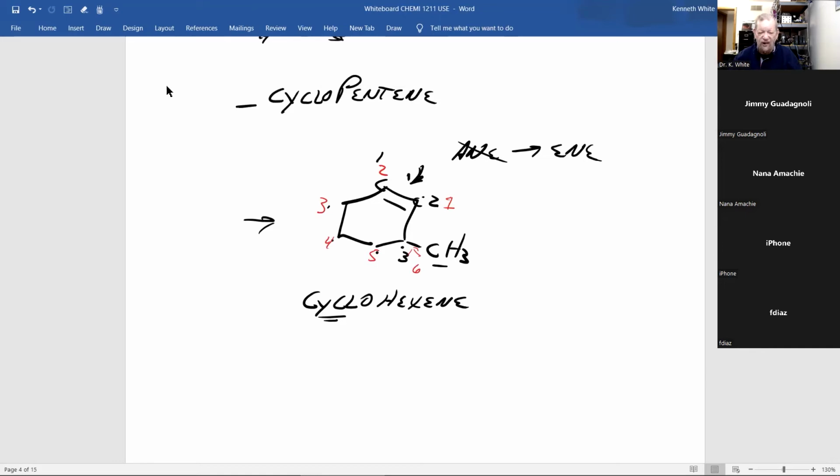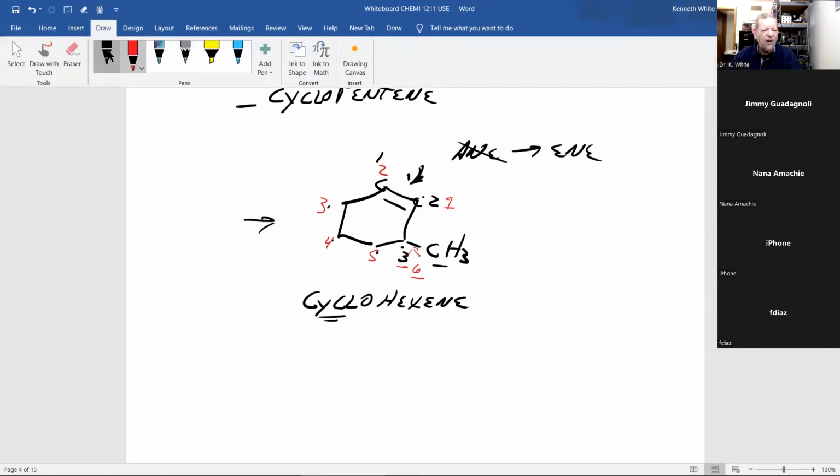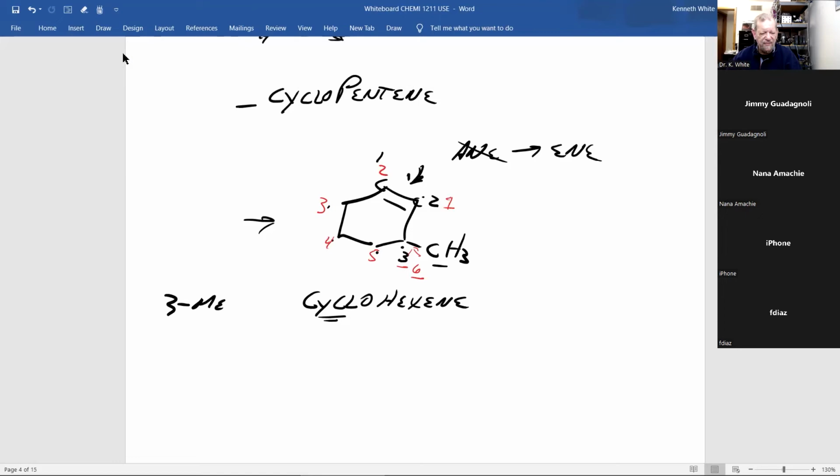so you have a choice. Do you want the methyl group at 3 or 6? Alkyl groups always have the lowest number, and the answer is 3. So this is 3-methylcyclohexene, ENE ending, double bond.